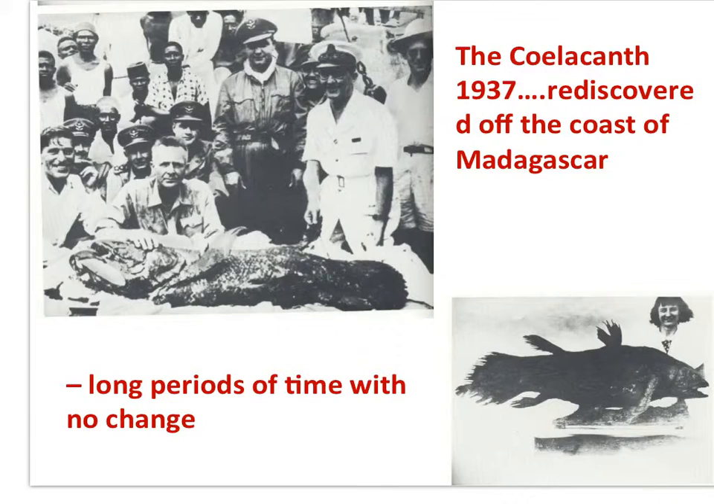The coelacanth was known to people as an extinct species from fossils that had been found in 170 million year old rock. However, a live coelacanth was discovered in 1937 off the coast of Madagascar. The coelacanth, alive in today's oceans, looks much like the fossils from 170 million year old rock.